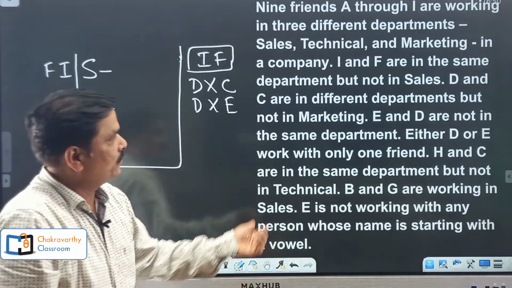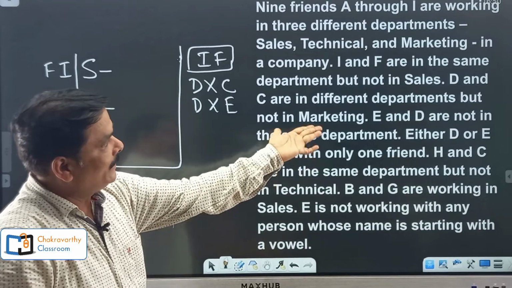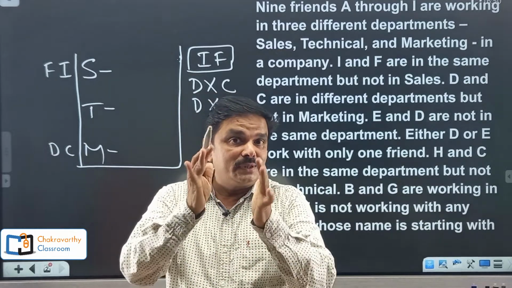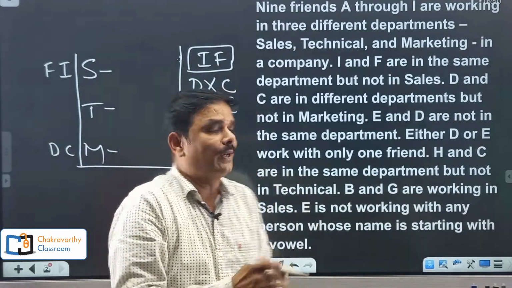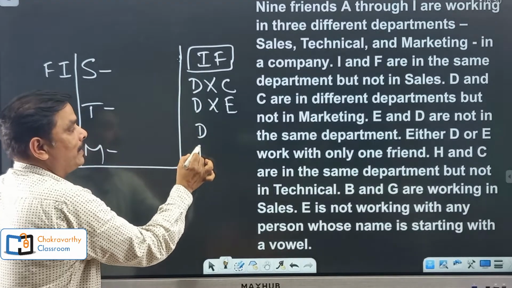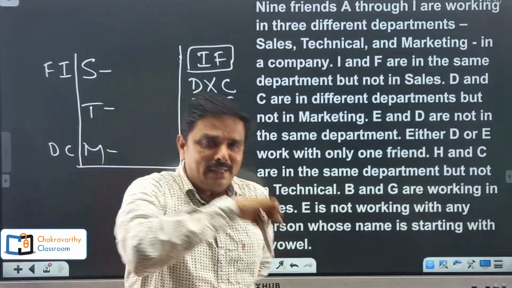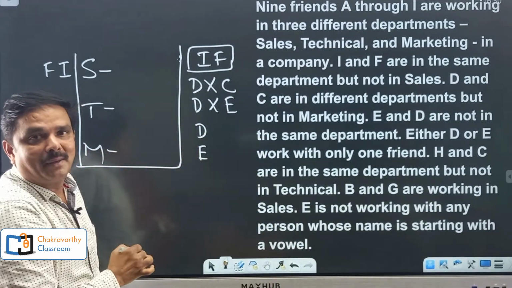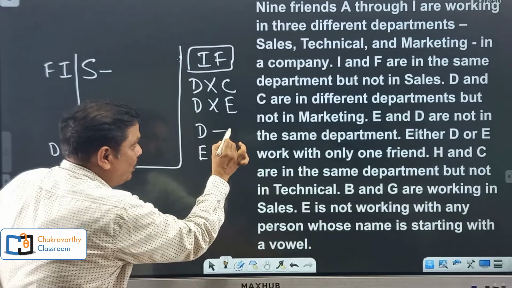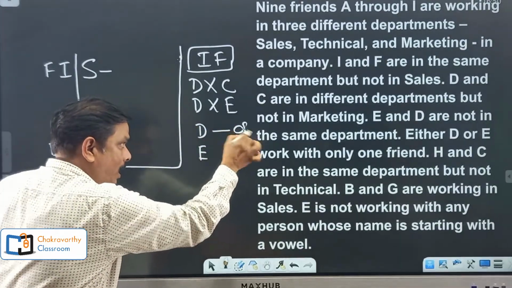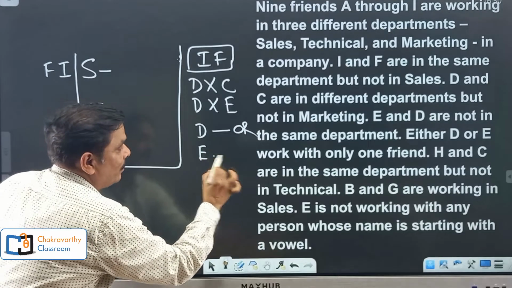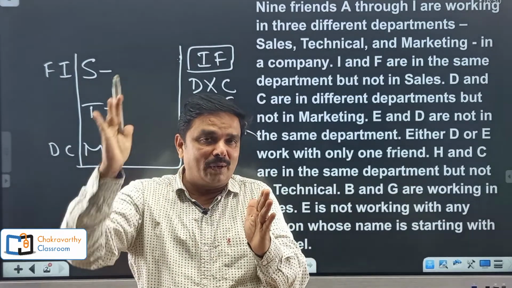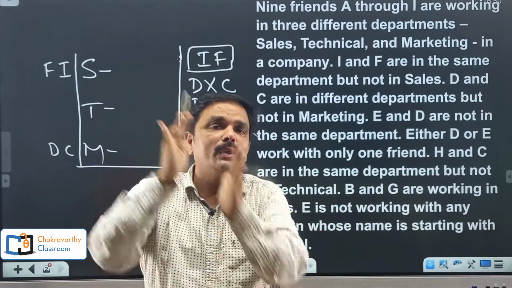Okay, what's the next information here? Either D or E works with only one friend. Very important data. How they have used either or. What do you mean by that? Either D or E can be with only one person in that department. That means this is not both. Suppose D is in one department, D must work with only one person, or E must work with only one person. Not both. The condition says that either D should work with one person or E should work with only one person.